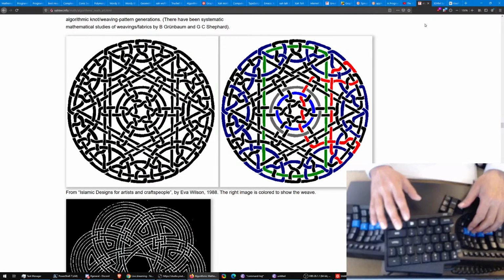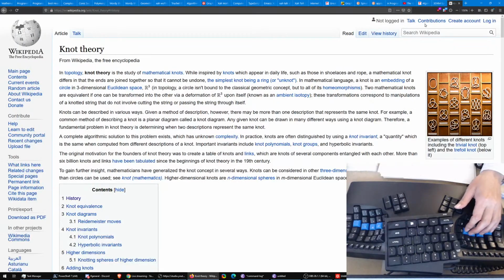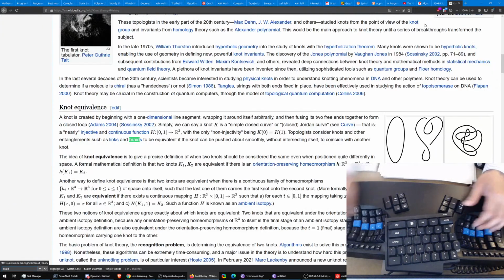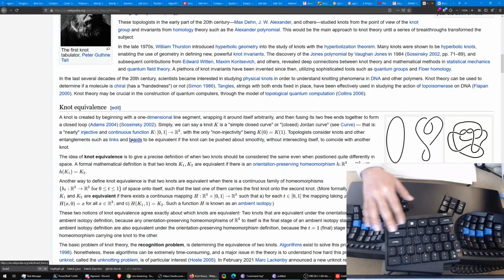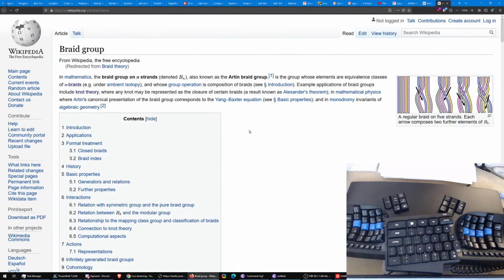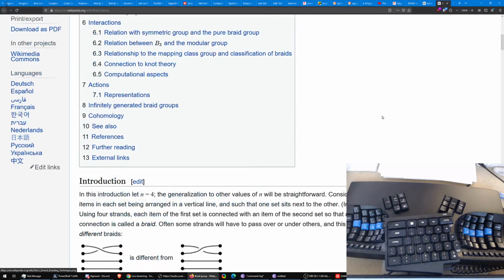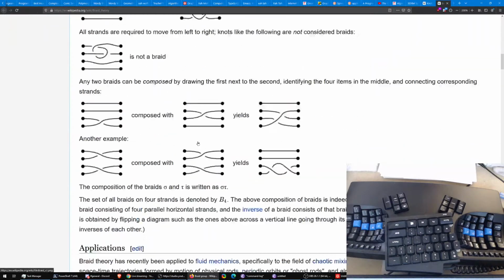Now, braid is called braid theory. Okay, let me show you. Search for braid. Do they have a link? They do. Wikipedia is a great resource. So here is the braid theory. You can see, this is the mathematician's study of braids.